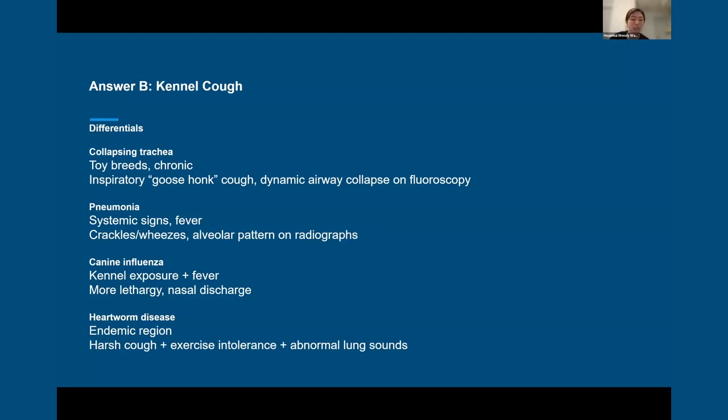And heartworm disease, we're often going to see in more endemic regions, and it's going to be more of a harsh cough, exercise intolerant, and abnormal lung sounds.